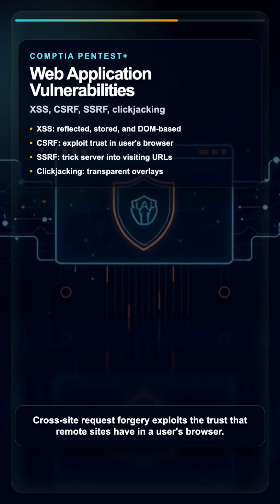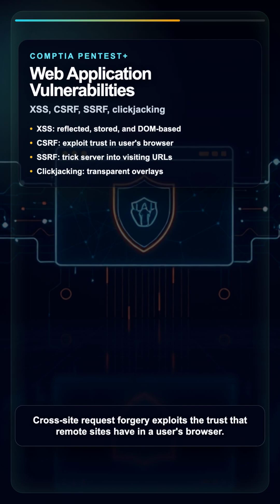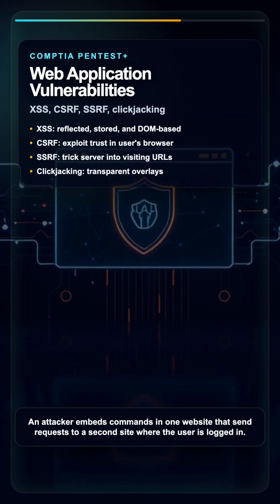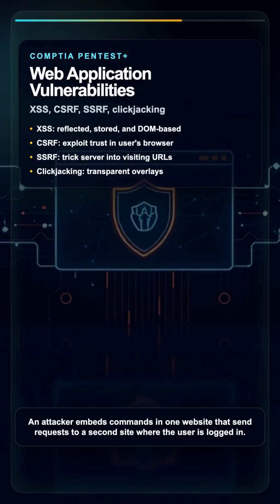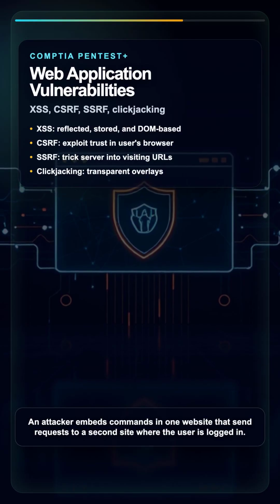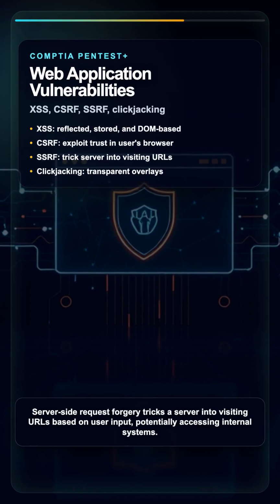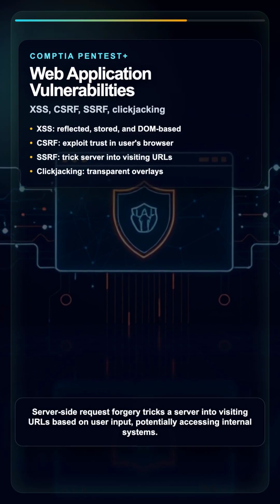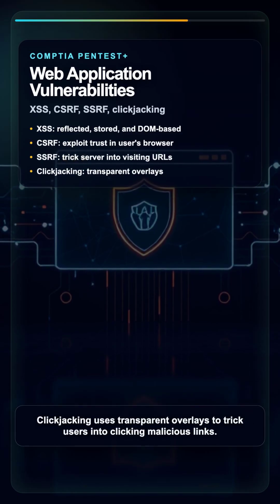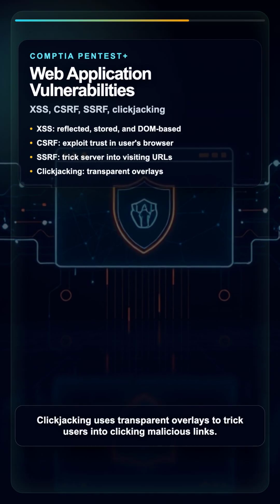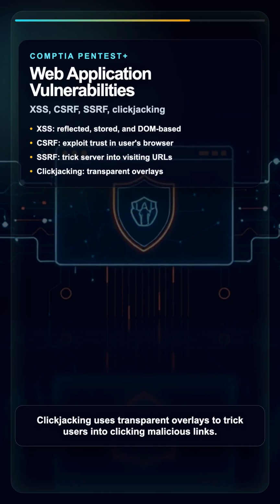Cross-site request forgery exploits the trust that remote sites have in a user's browser. An attacker embeds commands in one website that send requests to a second site where the user is logged in. Server-side request forgery tricks a server into visiting URLs based on user input, potentially accessing internal systems. Clickjacking uses transparent overlays to trick users into clicking malicious links.